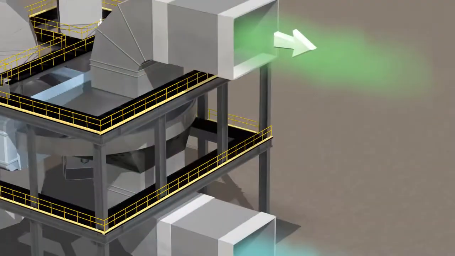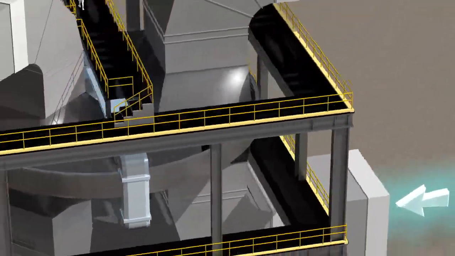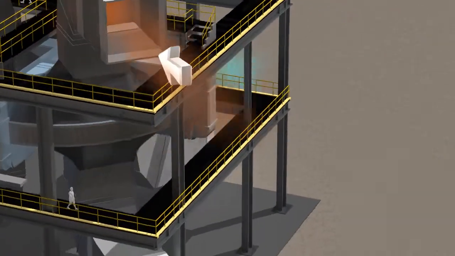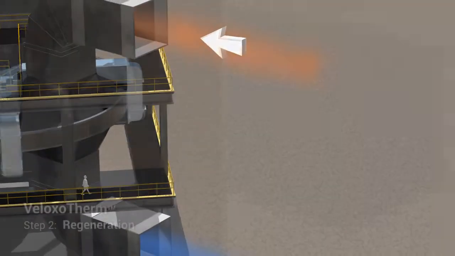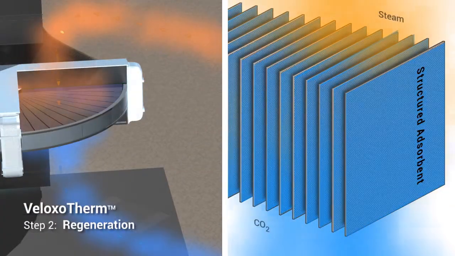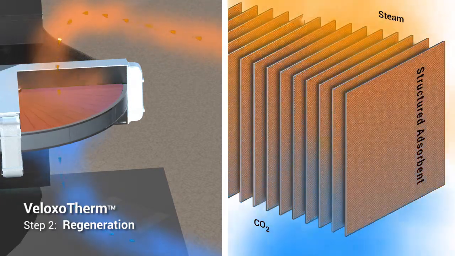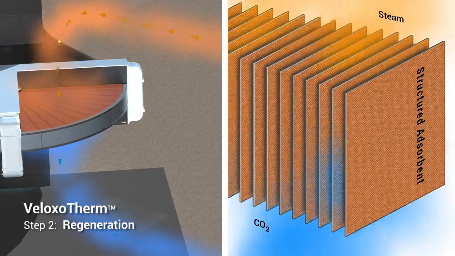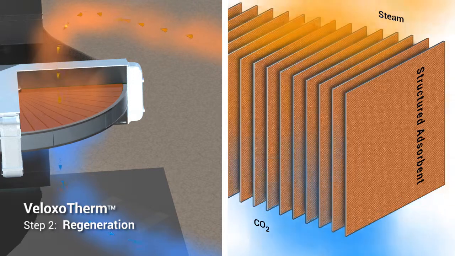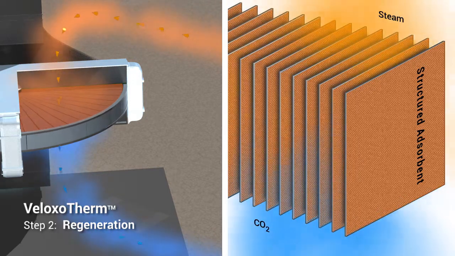Next is the regeneration step. After the structured adsorbent becomes saturated with CO2, it needs to be regenerated. Low-pressure steam is used to release the CO2 from the adsorbent. As the steam flows into the structured adsorbent, CO2 is released and exits the RAM with water vapor, which is readily condensed to yield a pure stream of CO2.